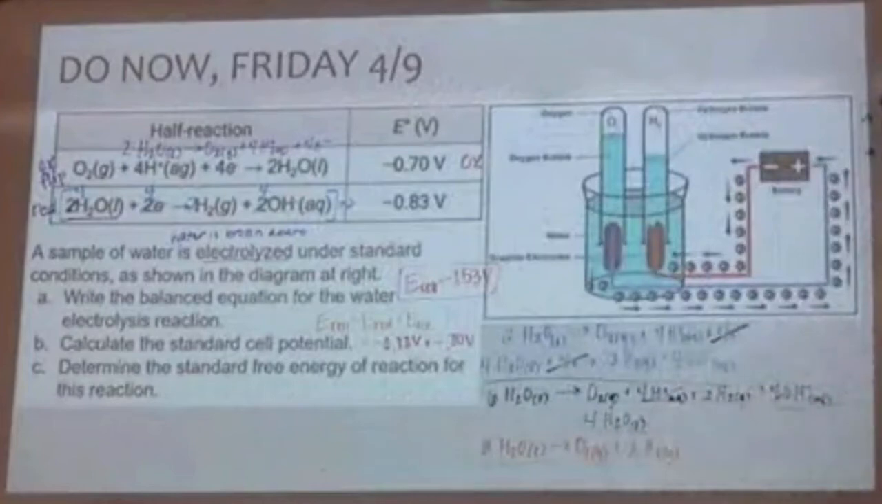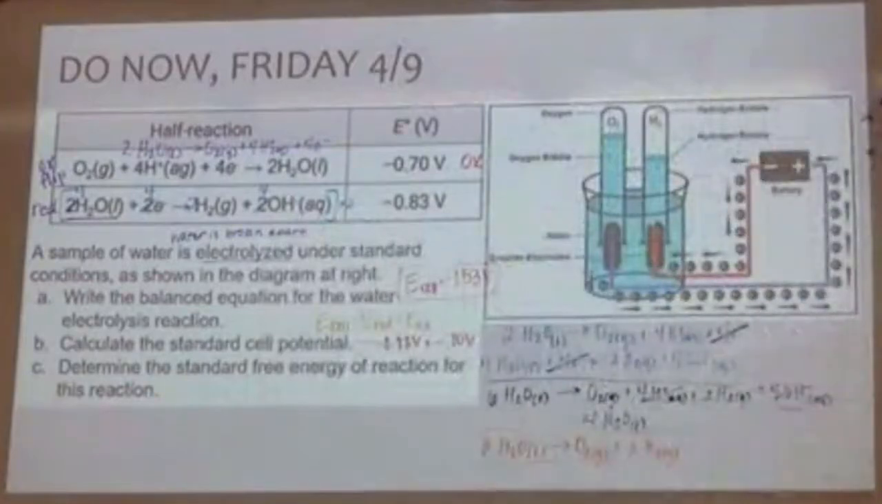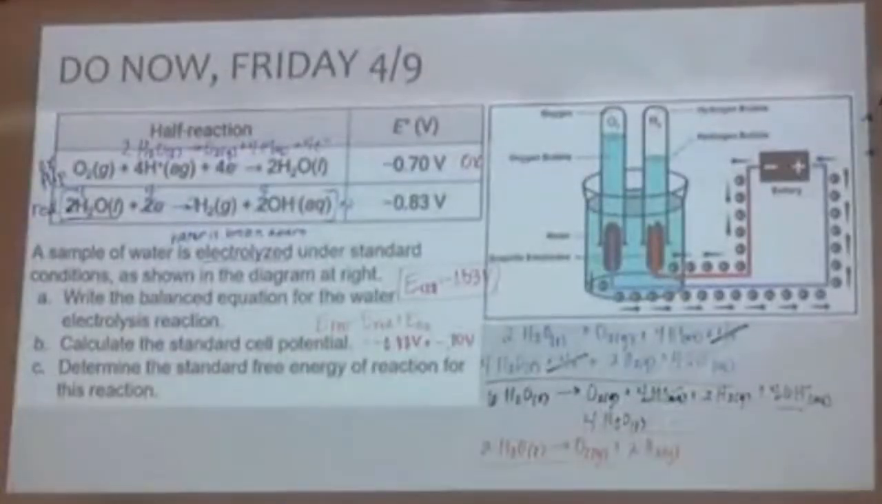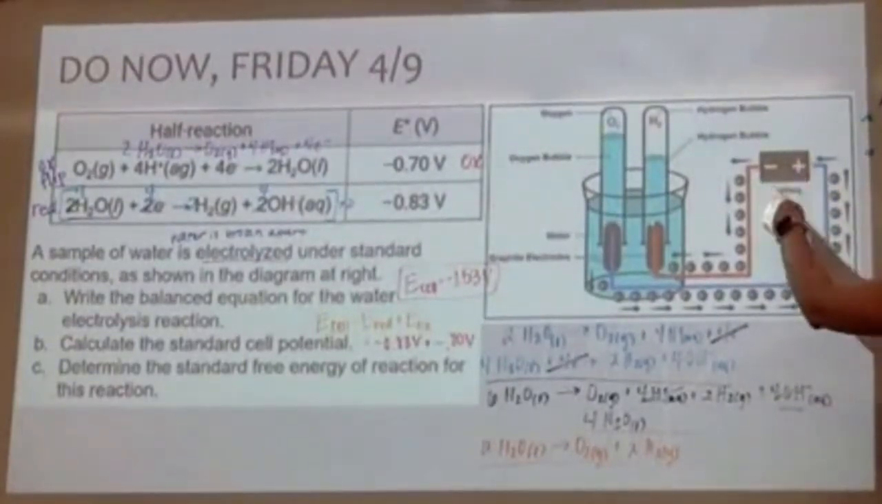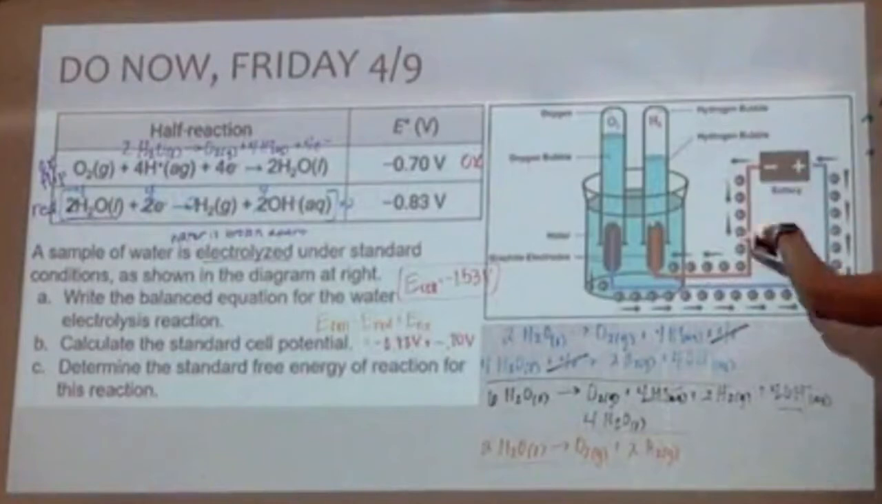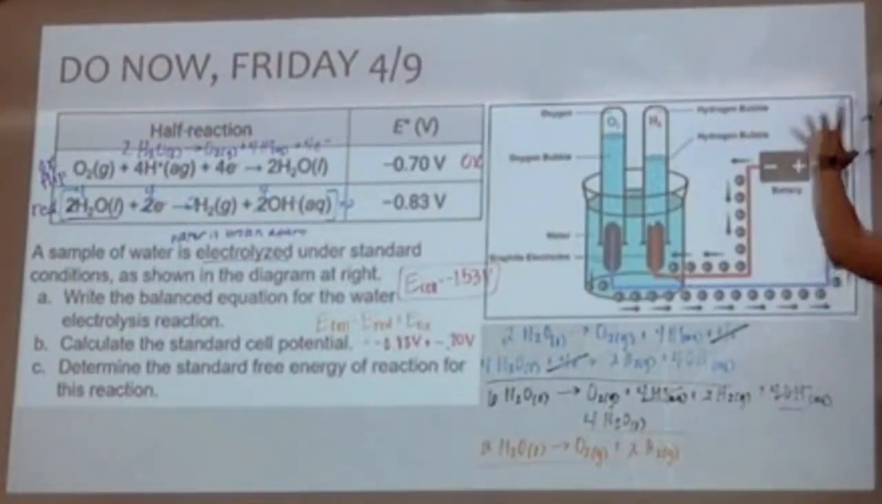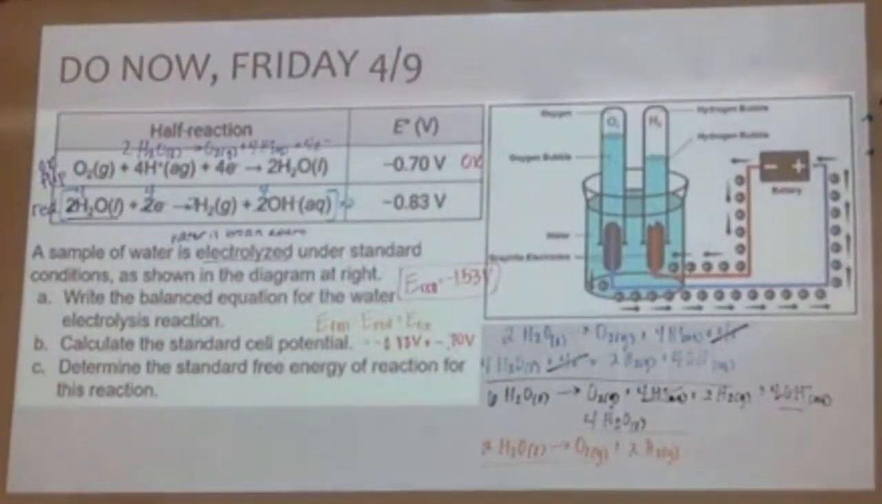If you look at this and say, well, it's negative. Yes, because it's an electrolytic cell. Electrolytic cells have negative cell potentials. It is not a spontaneous reaction on its own. That's why if you notice in the diagram here, there's a battery. The battery is what pushes the electrons through the wire. Pushes the electrons or pulls the electrons, depending on the side of the battery. Electrolytic cells need a power source.